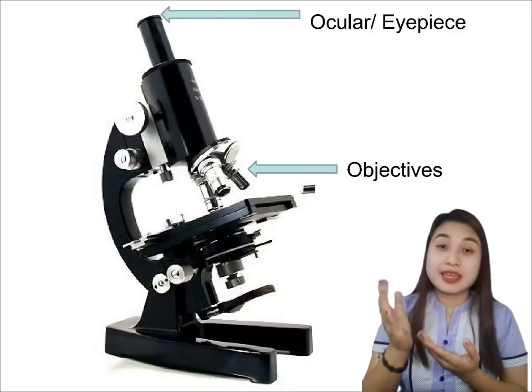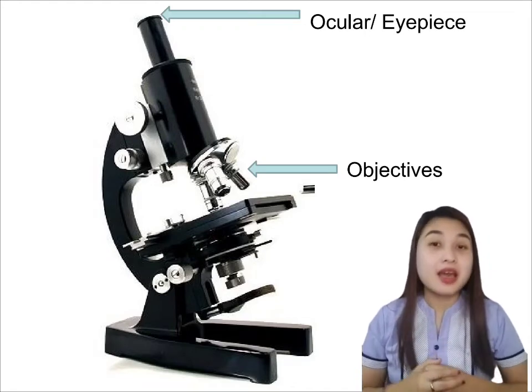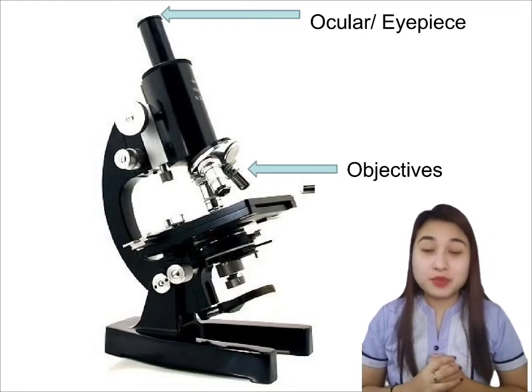Look at the picture. It is the eyepiece and the objectives. They are the very important parts of the microscope.